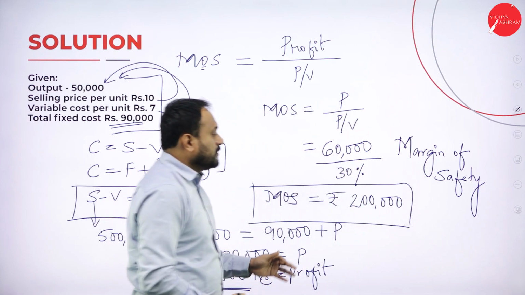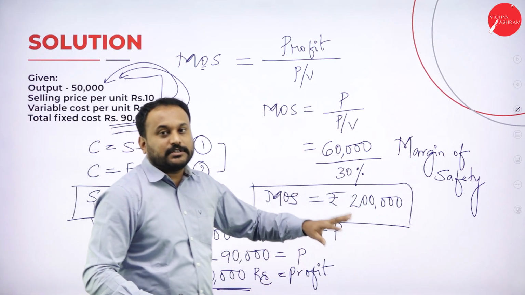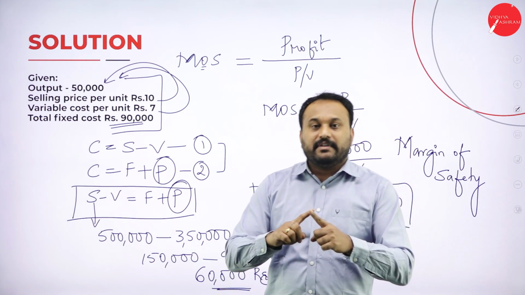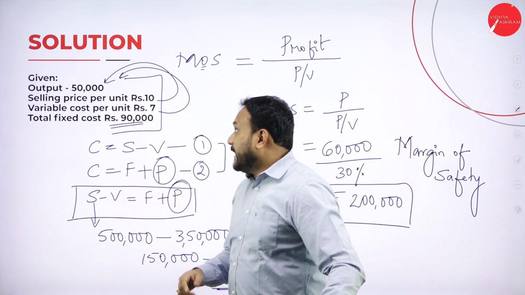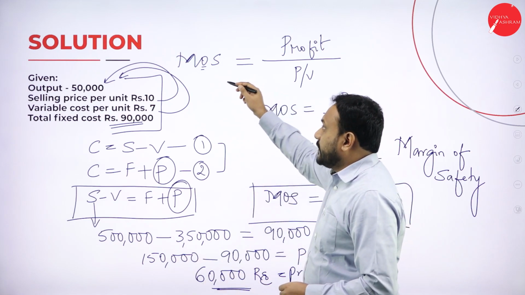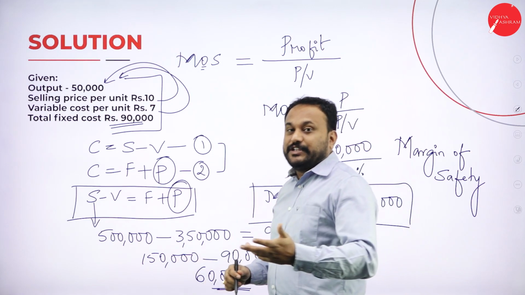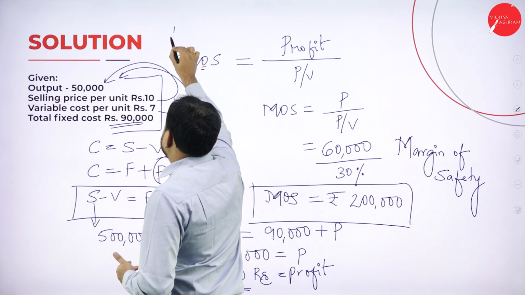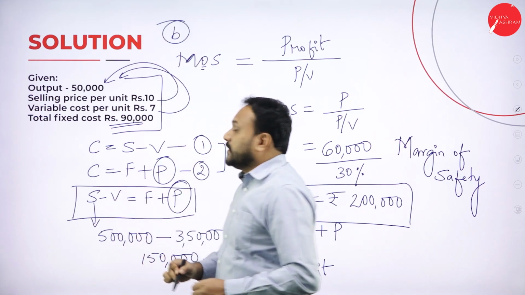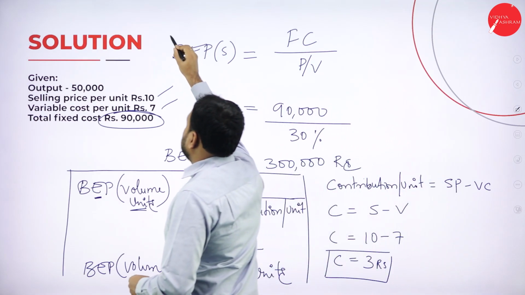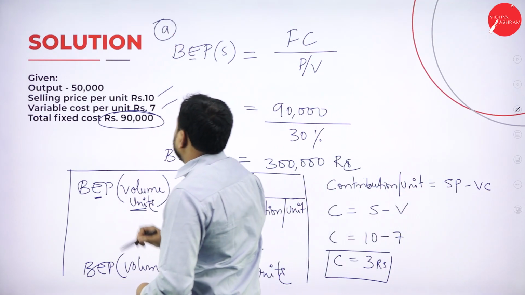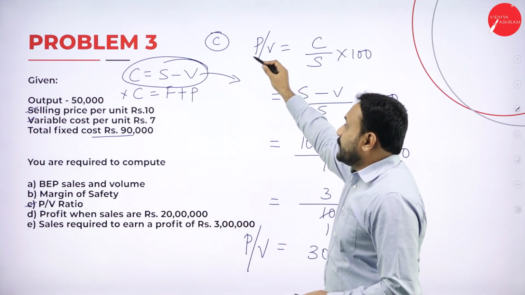Done. So this is what my MOS is. Now I have calculated PV, BEP sales, BEP volume, then MOS. While writing, we are supposed to write what is the question they have asked, the number. Now this is question number B. Right? In the same way, BEP sales is question number A, and this is question number C.